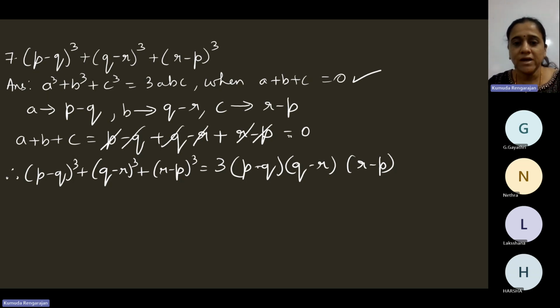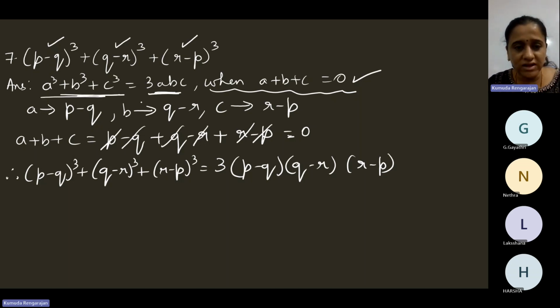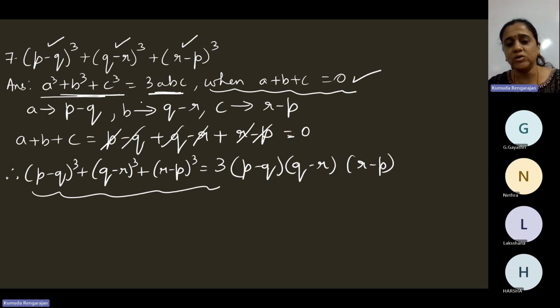Yes, it is 0. So since A plus B plus C is 0, this question, which looks like A cubed plus B cubed plus C cubed, the answer is 3ABC. This is the question. This is the answer. So for this question, the answer is 3 into A into B into C.